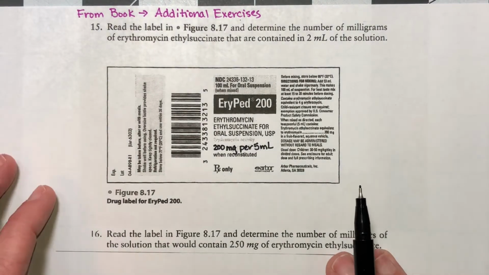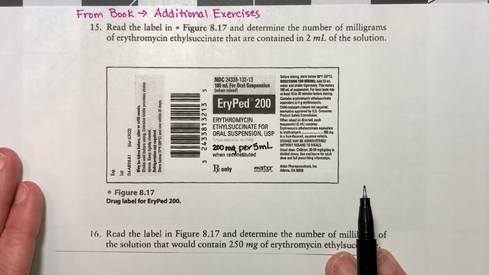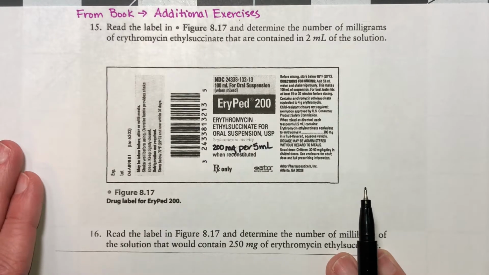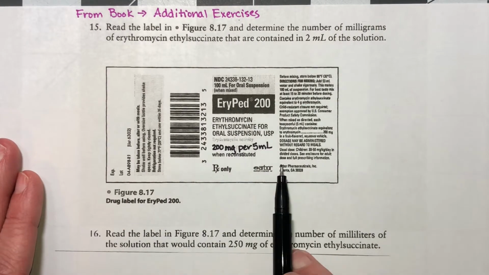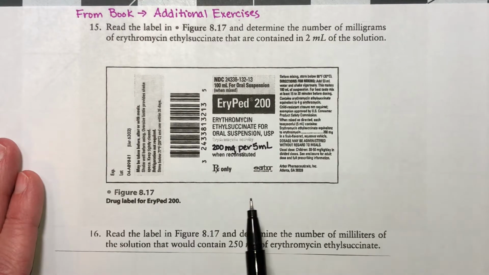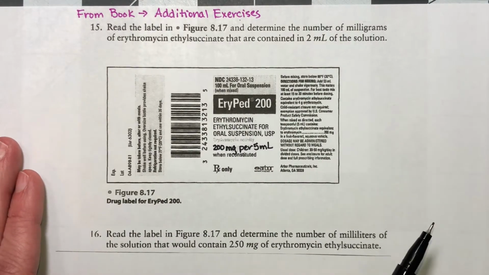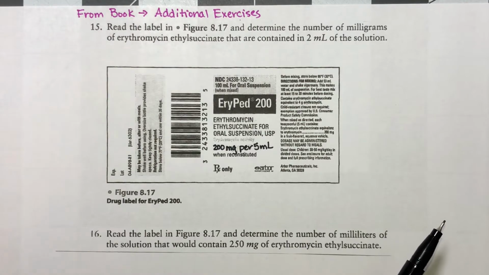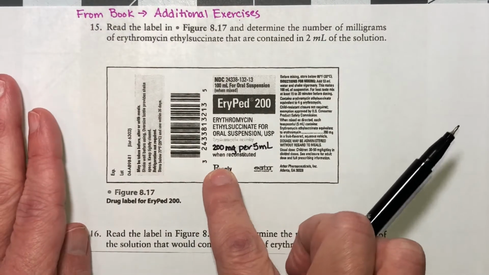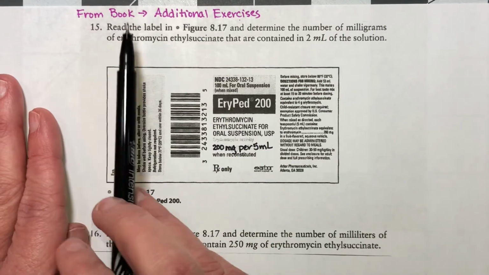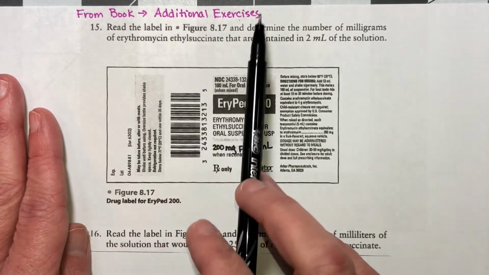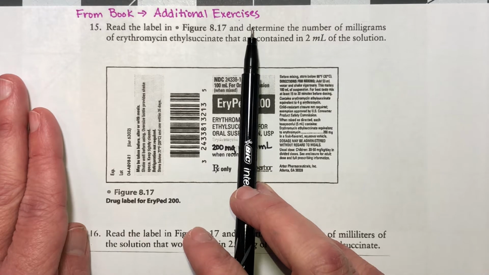Okay, so I'm working a couple problems from the end of chapter 8 in the book. I have copied these, and this one did not copy so well. I just wanted to get some practice with reading the labels, okay? And so I had to write in this part right here because it did not copy. This is number 15 from the book in what they call the additional exercises part, okay?